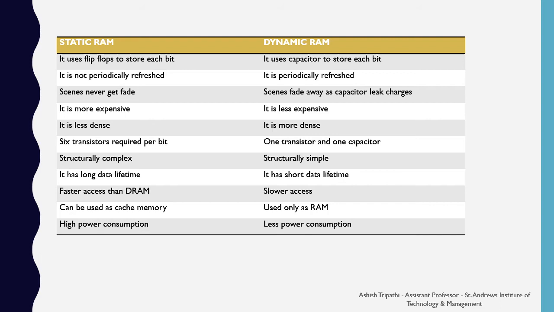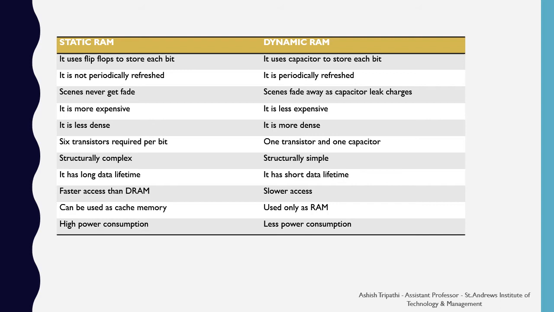Static RAM consists of 6 transistors in a bit and dynamic RAM consists of 1 transistor and 1 capacitor. Structure-wise, static RAM is complex because the architecture of the transistors is a bit clumsy, whereas dynamic RAM has only one transistor, so the structure is simple. Static RAM has a long data lifetime because data remains in the flip-flop till the next clock cycle, whereas in dynamic RAM the data lifetime is very short.